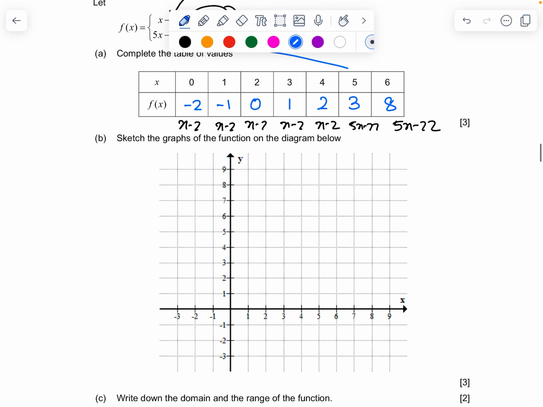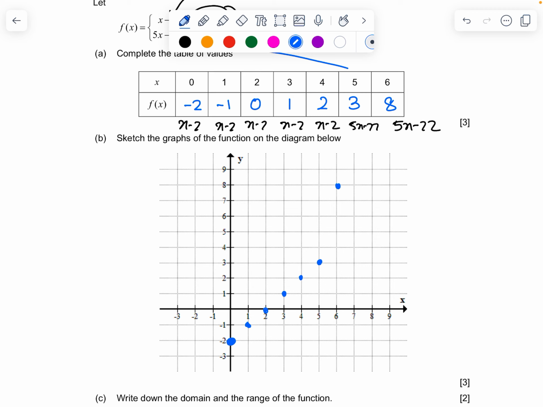Then I plot that one. When it is 0, it is negative 2. Then when it is 1, it is negative 1. Then when it is 2, it is 0. When it is 3, it is 1. If it is 4, it is 2. 5, it is 3. And 6, it is 8.